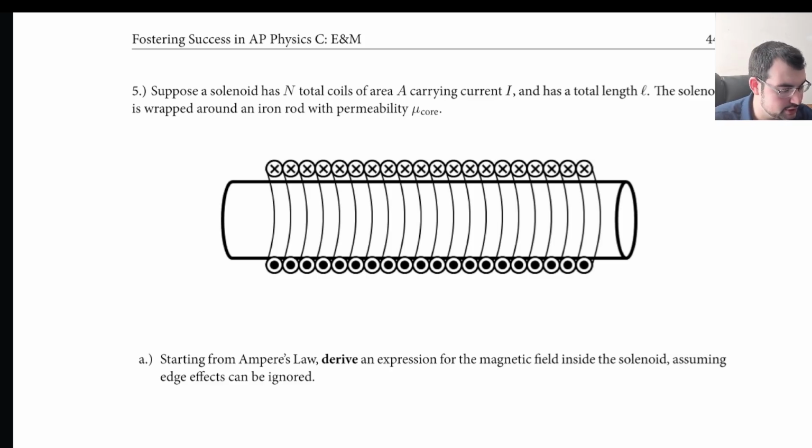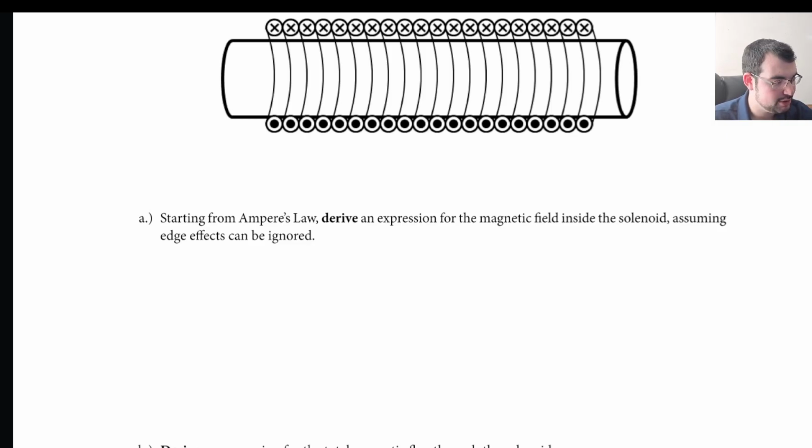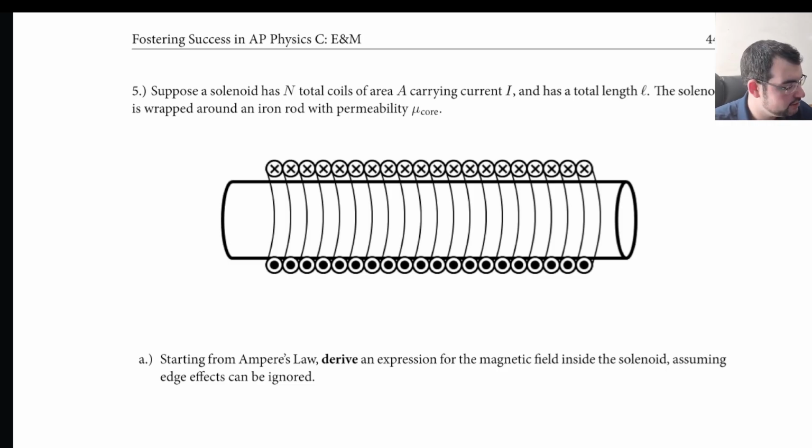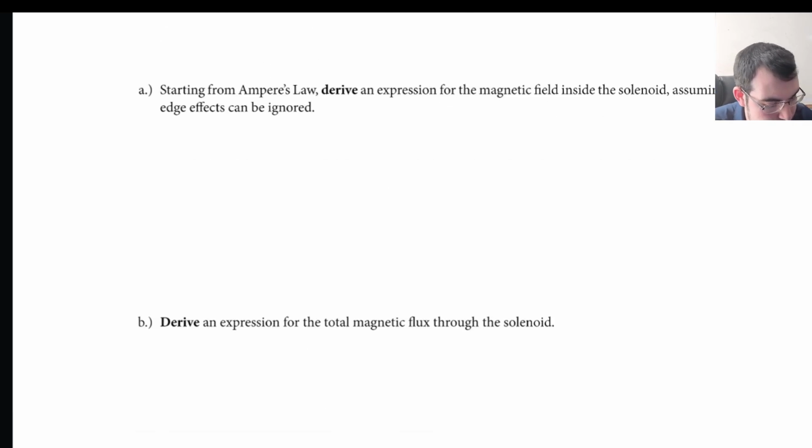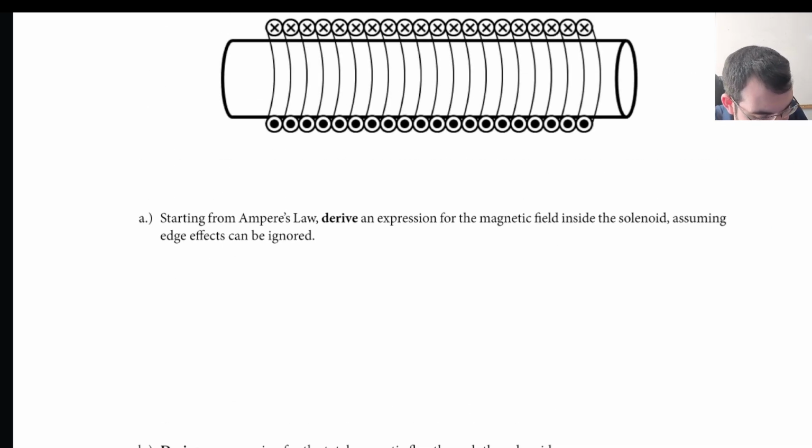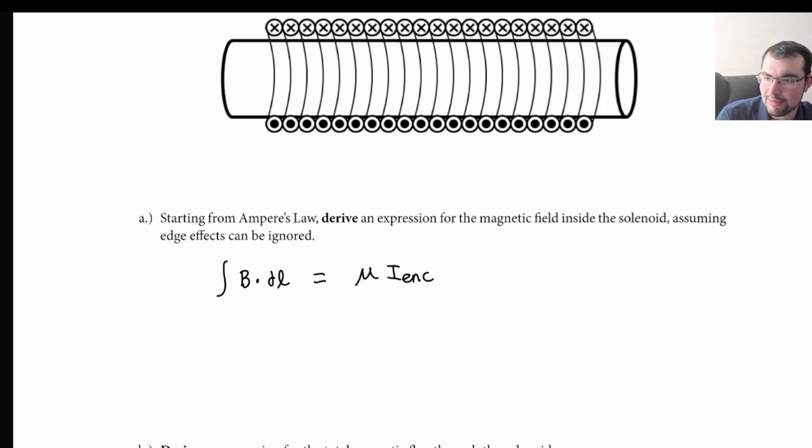So let's do it first. Ampere's law: derive an expression for the magnetic field inside the solenoid. This is a standard proof, and it might have been a while since you've done it. For Ampere's law, we know that the integral of B dot dl is equal to mu times I enclosed. Because mu is not mu zero in this problem, let's not use mu zero. It's technically mu core. I'm just going to write that at the end.